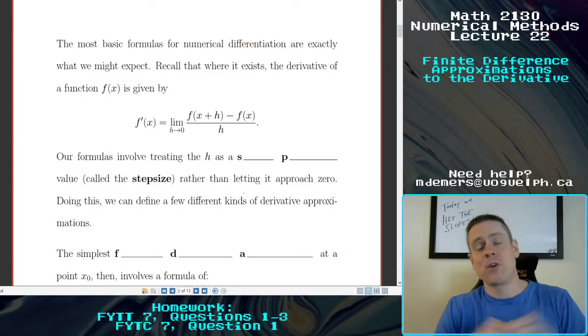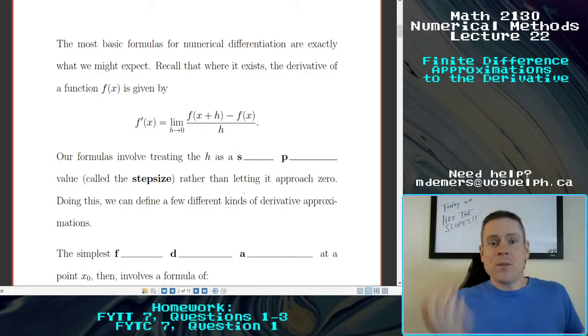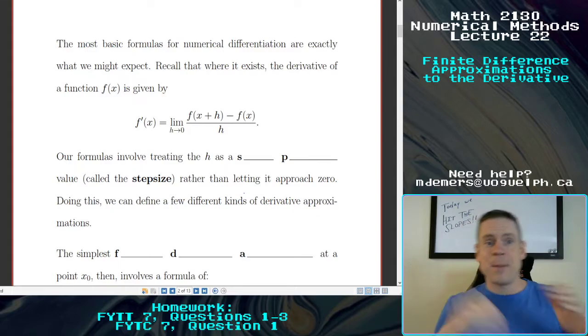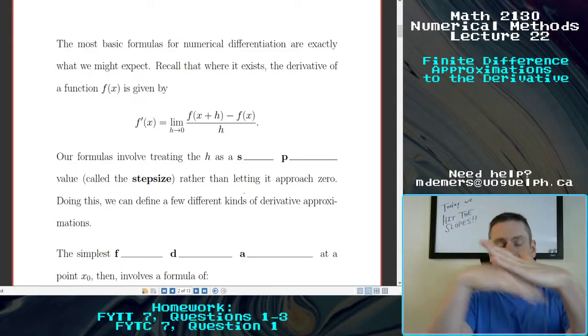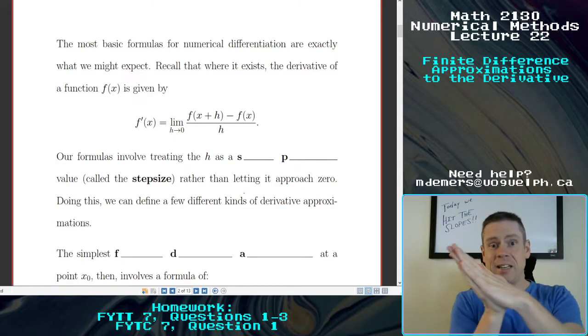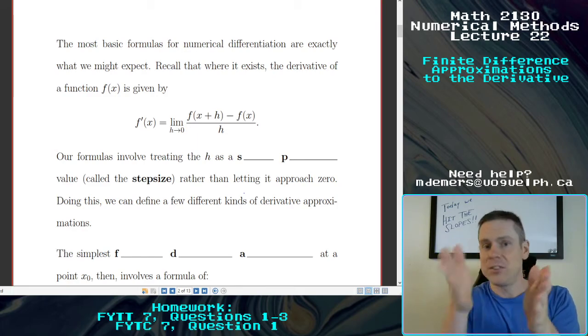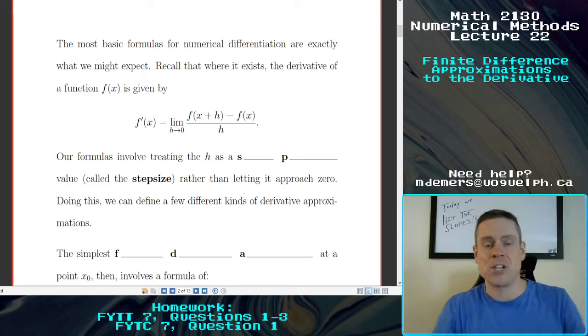The most basic formulas for numerical differentiation are exactly what you might expect. Derivatives are slopes, right? And so it stands to reason that the best estimates for the slope of a tangent might be some other slopes, like slopes of secant lines. That might represent small steps forward and a change in the height over the change in x, a rise over run sort of thing. And that's really where it comes from.